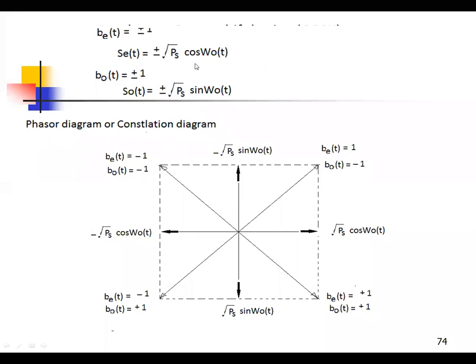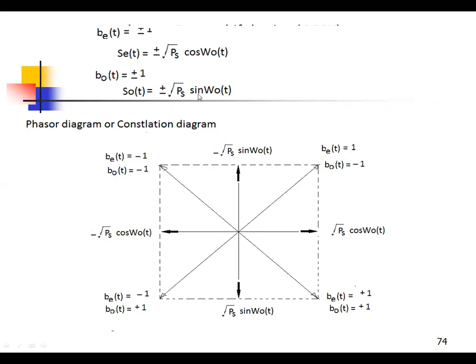Plus root PS cos omega naught t is one signal, minus root PS cos omega naught t is another signal. Like that, plus root PS sin omega naught t and minus root PS sin omega naught t. Now these four signals drawn in the form of a phasor diagram are known as the constellation diagram. It is one of the important diagrams, and the examiner may ask: draw the constellation diagram or phasor diagram of QPSK.